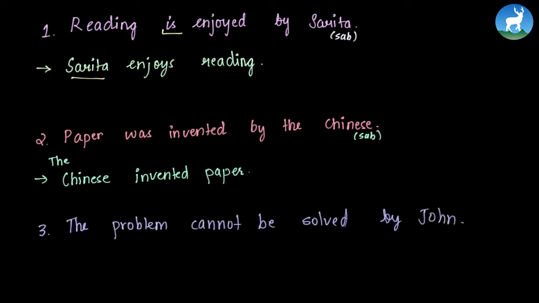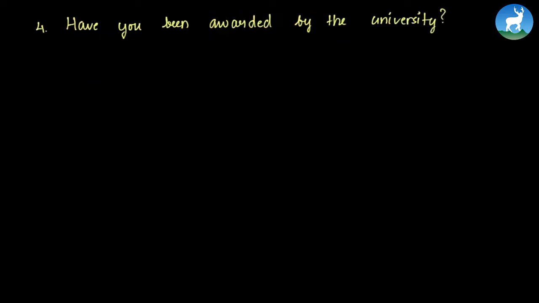Next we have the problem cannot be solved by John. So we turn it to active voice by saying John cannot solve the problem. Now we have one interesting question.